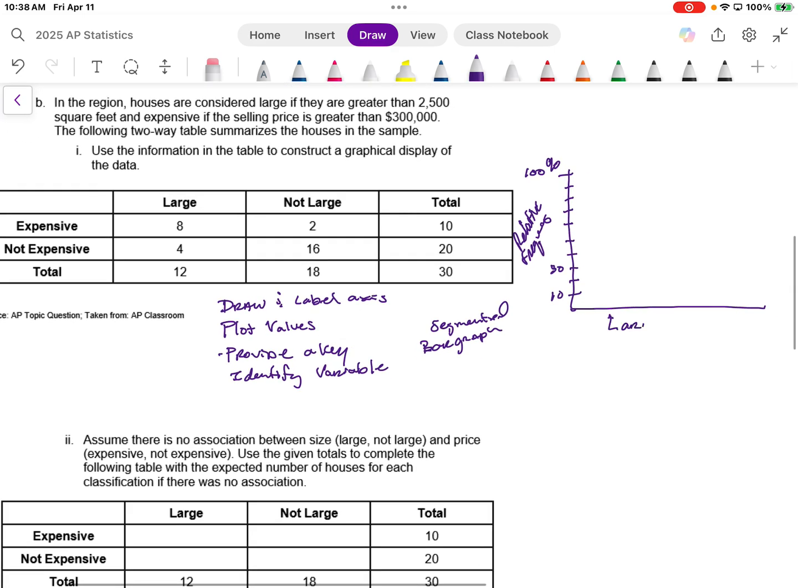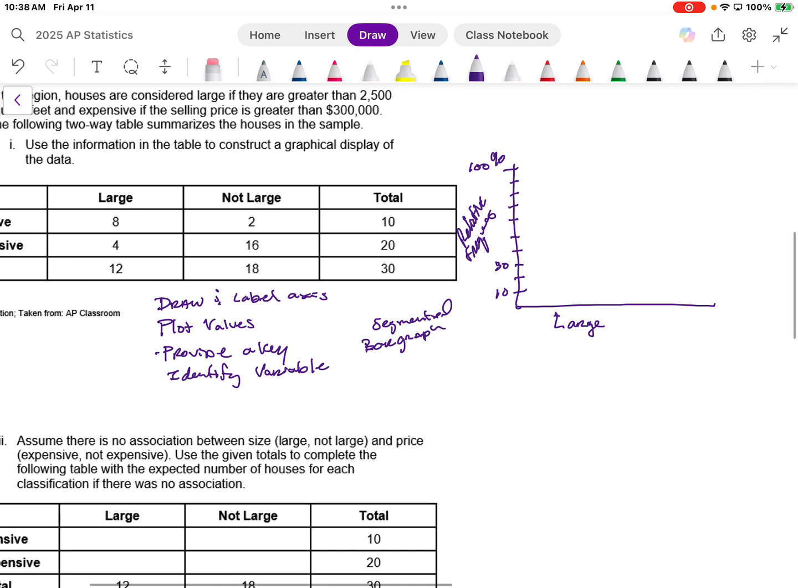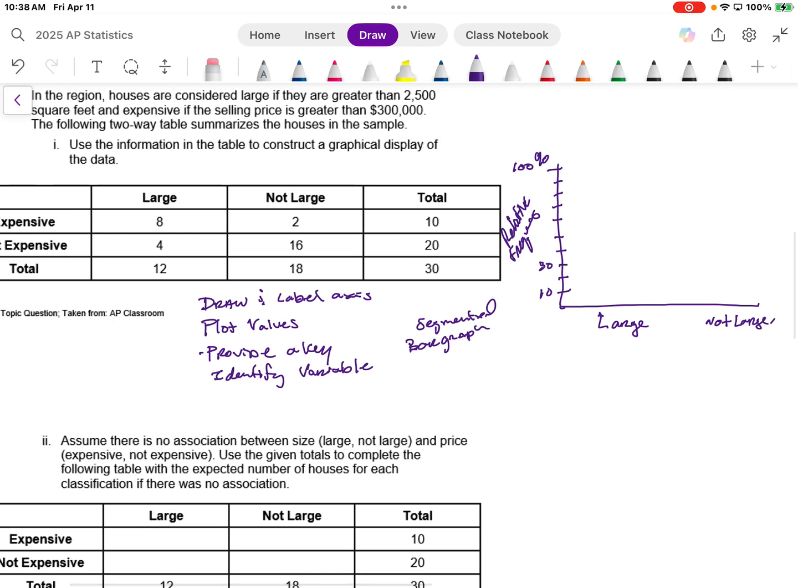On our horizontal axis, we have basically large and not large. And this would be our, when we look at our thing, again, they have a couple options here. This is the size of house. And so I'm going to do my segmented bar graph here.